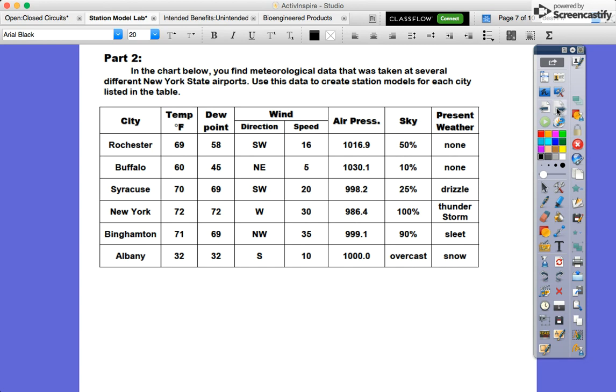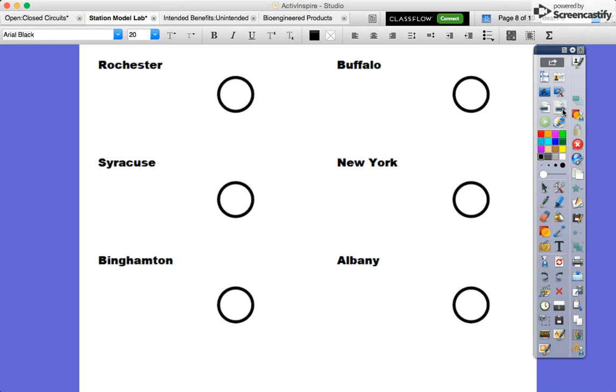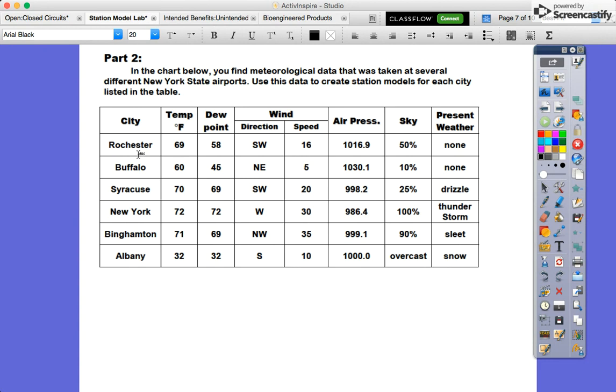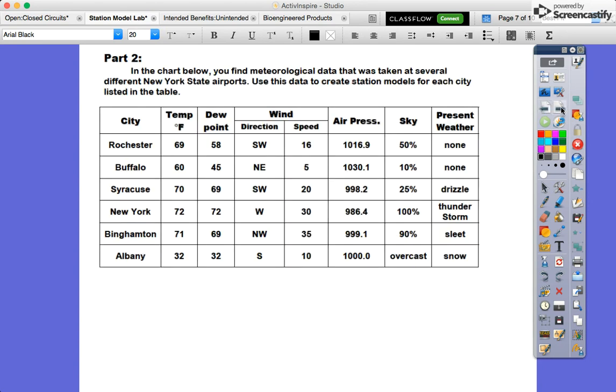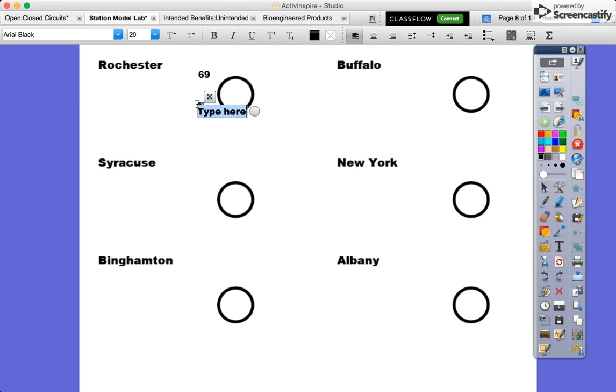Part 2, you have been given all of the data points and you have to draw your own station model from those particular cities. So starting with Rochester, we see that our air temperature is 69 degrees Fahrenheit and the dew point is 58 degrees Fahrenheit. Remembering that your air temperature always goes in the top left-hand corner, we have 69 degrees Fahrenheit was the temperature, and 58 degrees Fahrenheit is the dew point, so that goes in the bottom left hand.